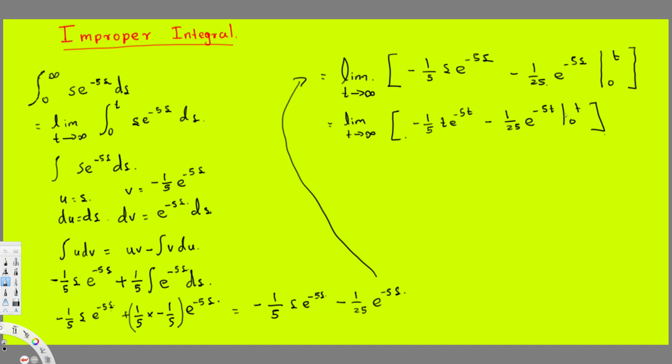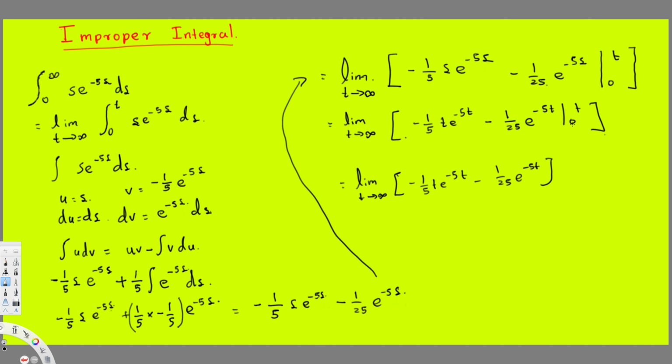So if I apply this one right here, we are going to get limit t approaches infinity, and if I apply t, this is going to be the same thing as this: minus 1 over 5 t e minus 5 t minus 1 over 25 e power minus 5 t.